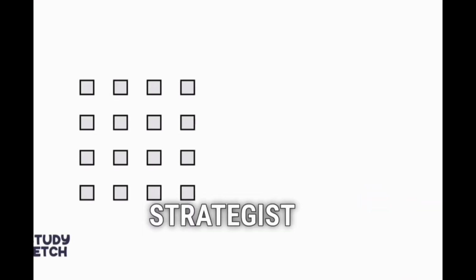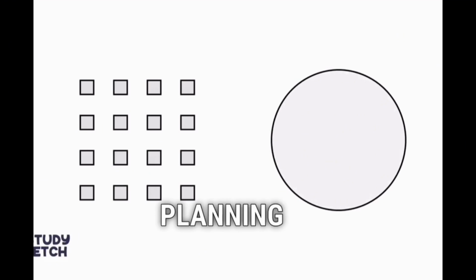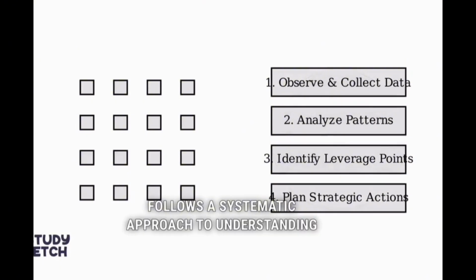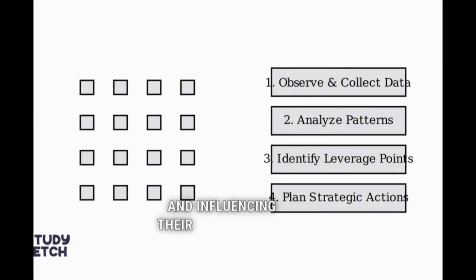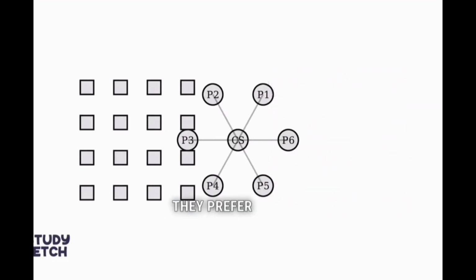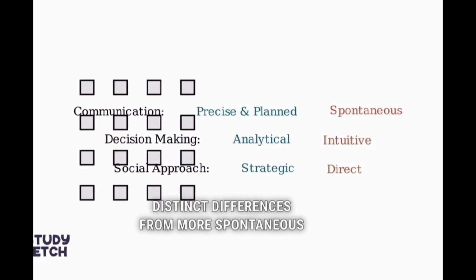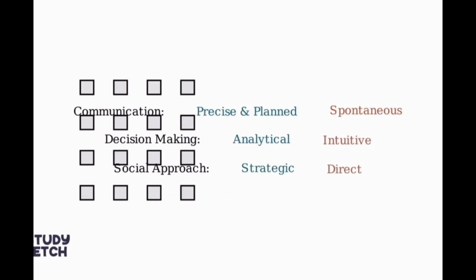The calculated strategist operates through careful planning and behind-the-scenes influence. Their analytical process follows a systematic approach to understanding and influencing their environment. Unlike direct communicators, they prefer to influence through a network of carefully managed relationships. Their behavior patterns show distinct differences from more spontaneous personality types.